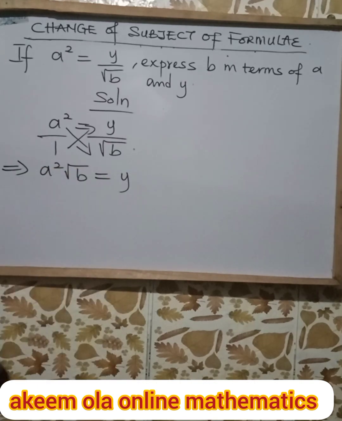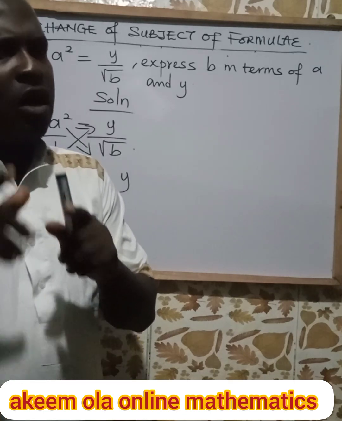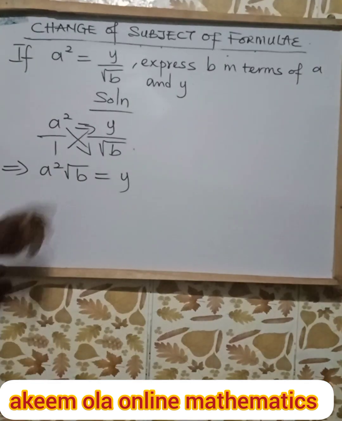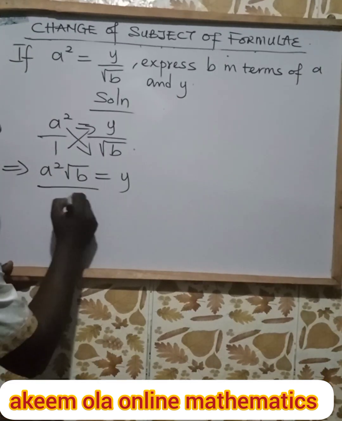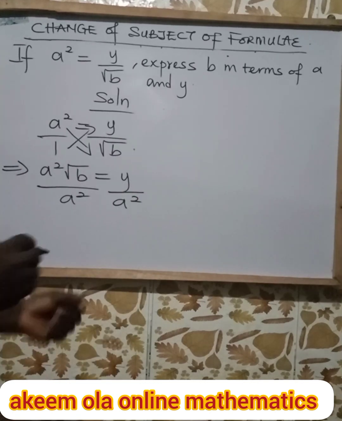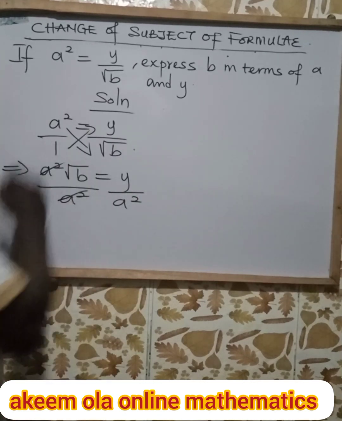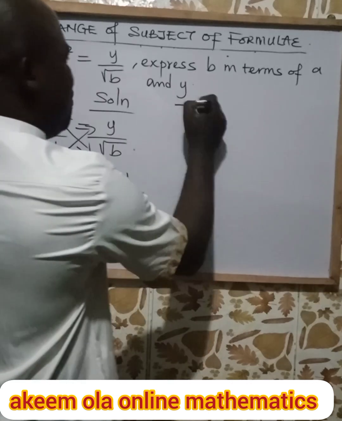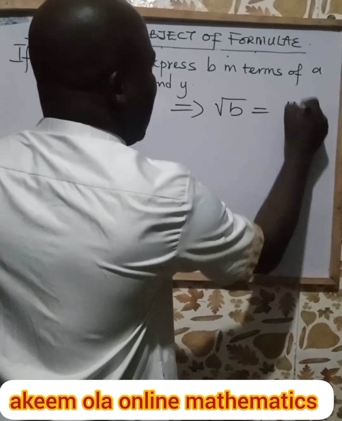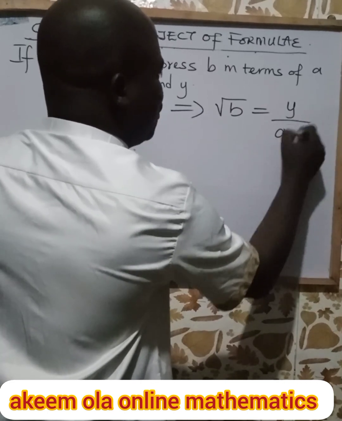But because I still want to make root b the subject of formula, I'm going to divide both sides by a square. If I divide both sides by a square, the a squares will cancel. That means I'll be left with root b is equal to y all over a square.